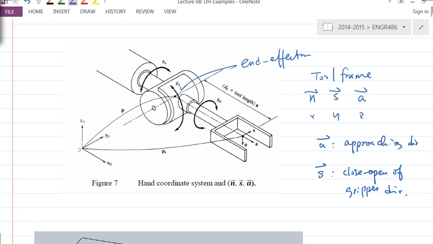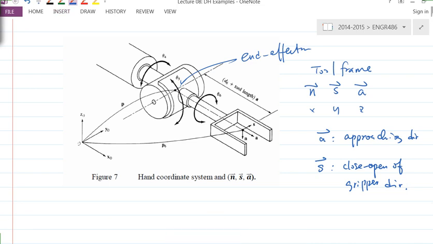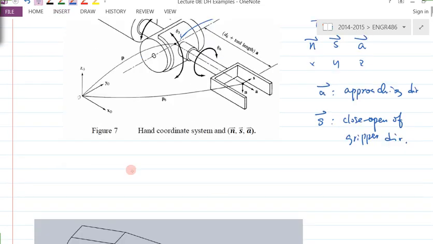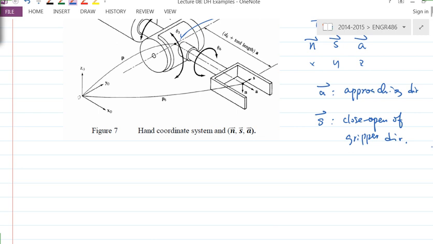We can call this the ready position. So let's see how we assign DH frames to this according to the DH convention, and obtain the DH parameters.